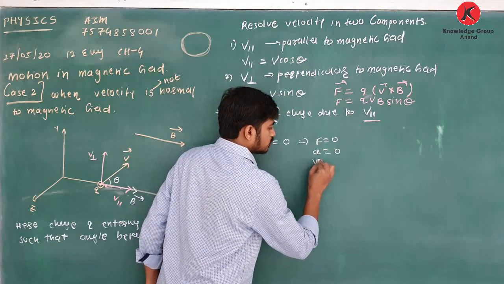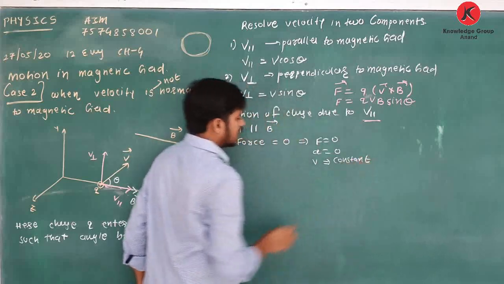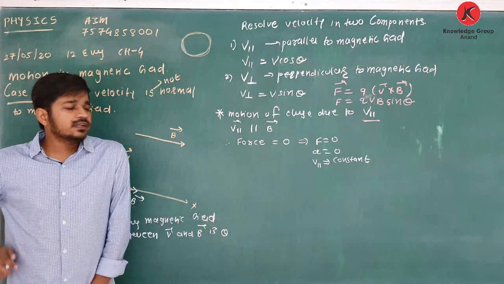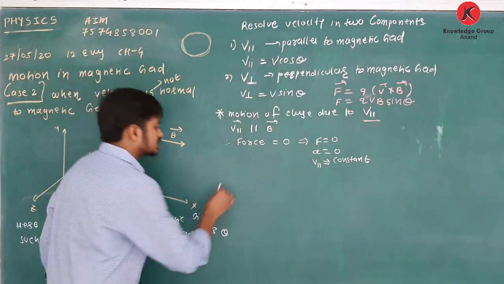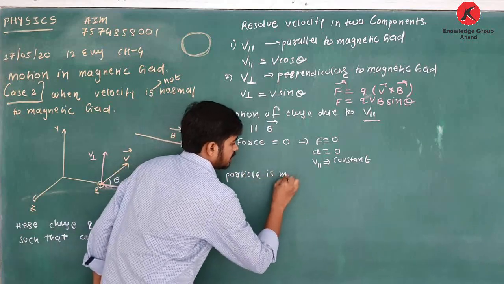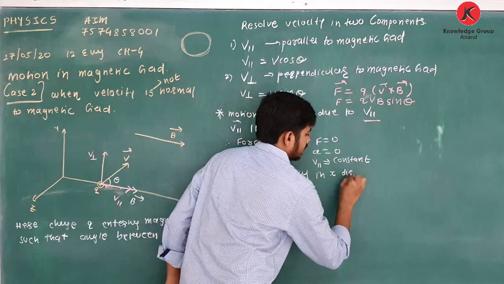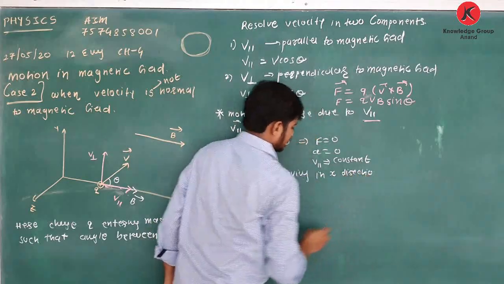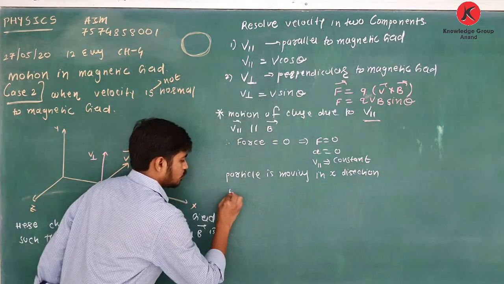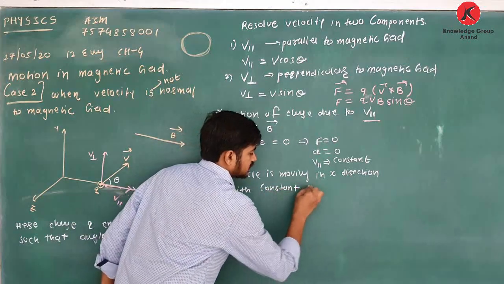It means velocity is constant. In this direction, what is velocity? V parallel. Then V parallel is constant. It means the particle is moving in x direction, in this direction, with constant speed V parallel.